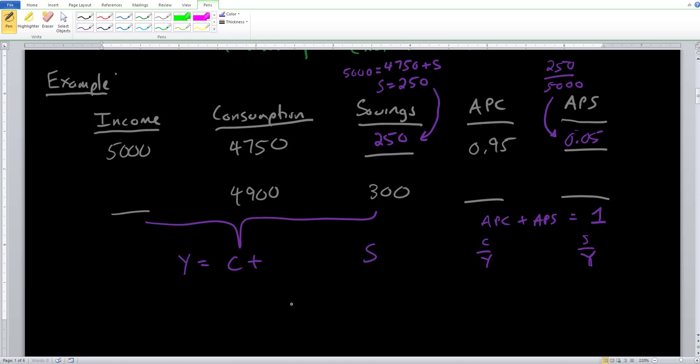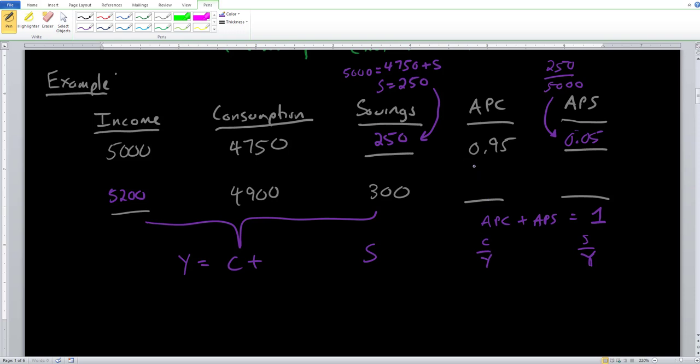Second, let's go ahead and do the second row. What is our income? We know consumption, we know savings. So here, add these two together, 4,900 plus 300 will give us 5,200. For APC and APS, we have two unknowns, so we can't use our first formula right here, so we have to fall back on using the more formal definitions, the more formal formulas and equations right here.